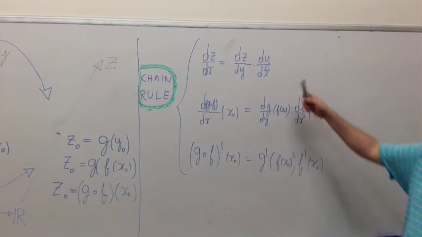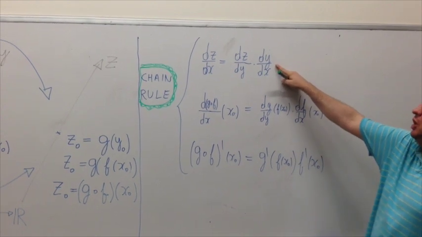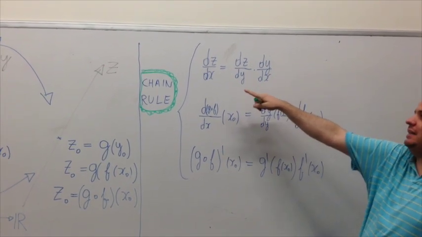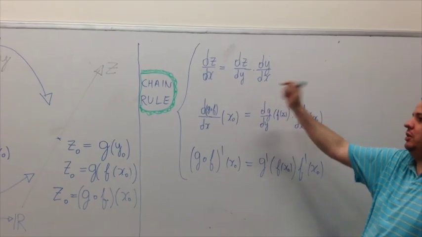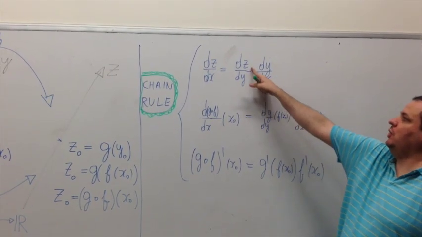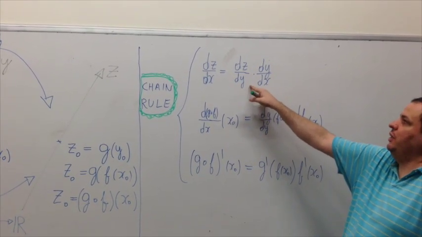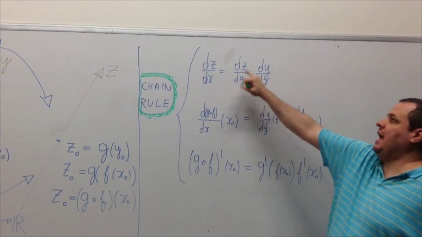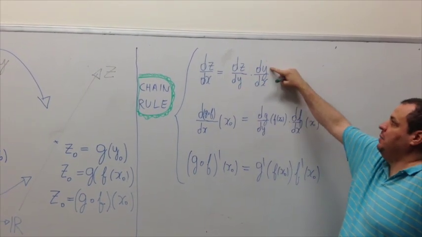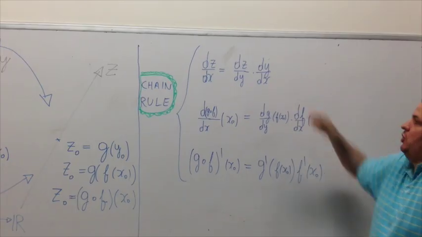Okay? So this tells me that the derivative of the composite function with respect to x is the product of these two derivatives: the derivative of g, or z, with respect to y, times the derivative of y with respect to x.